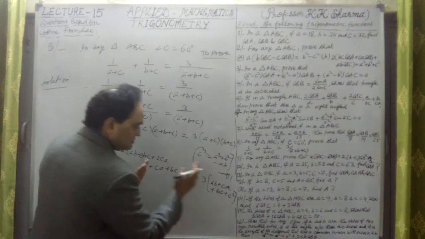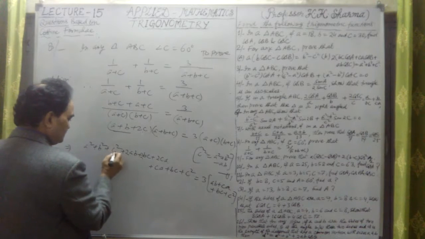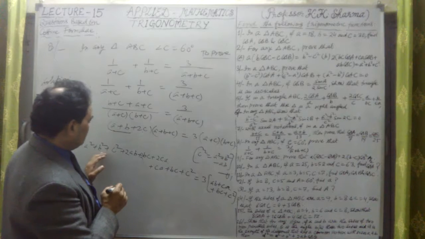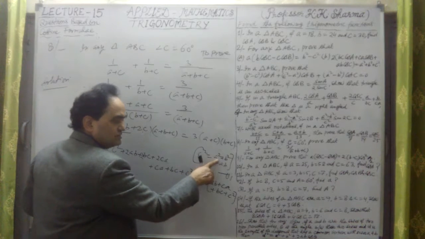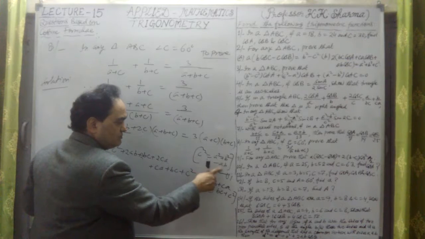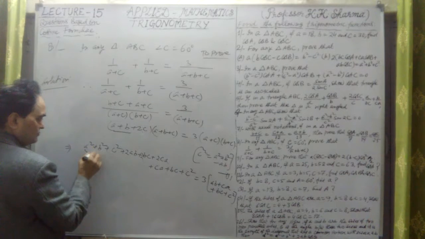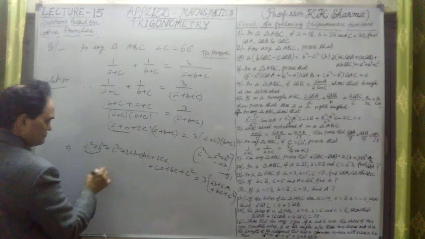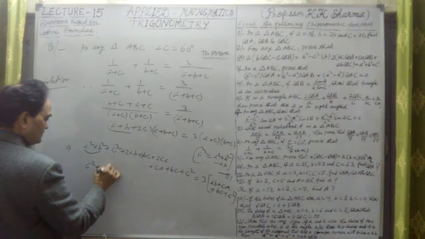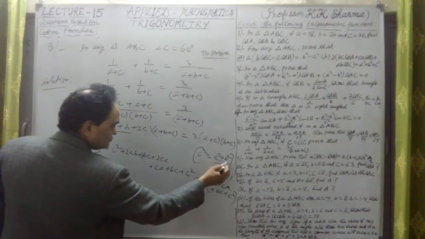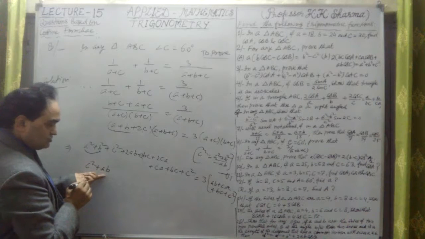The left hand side must also be just like right hand side. But here we have obtained A square plus B square plus C square. Now if I substitute the value of A square plus B square, we can put here A square plus B square is equal to C square plus AB. In place of A square plus B square, I can substitute C square plus AB. Why? Because A square plus B square equal to C square plus AB. This we obtained from there.